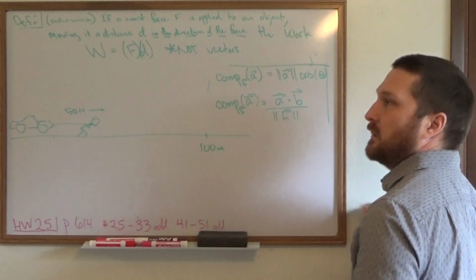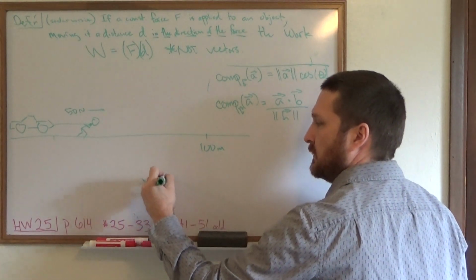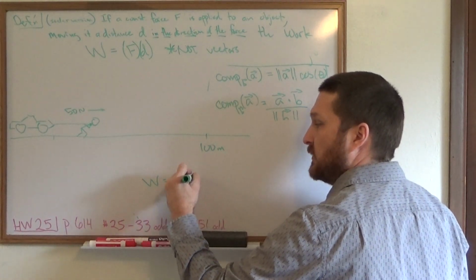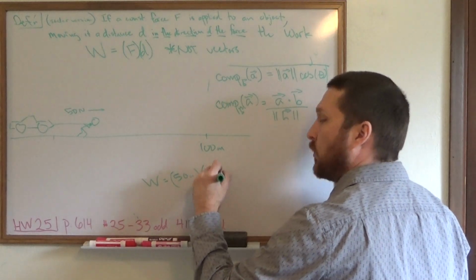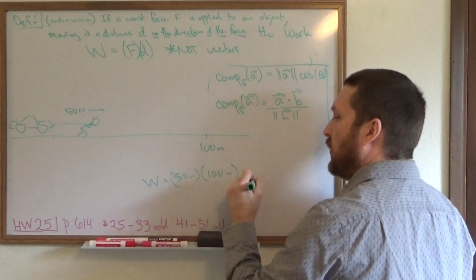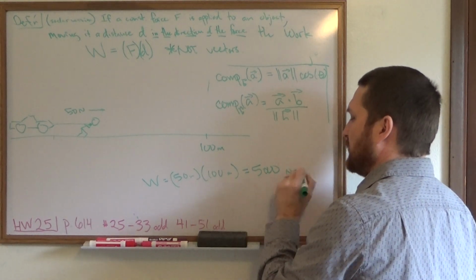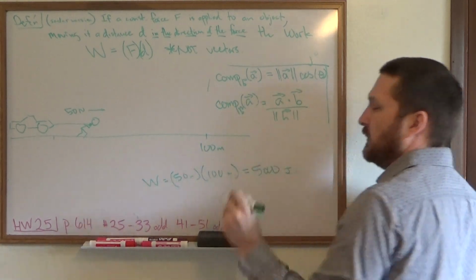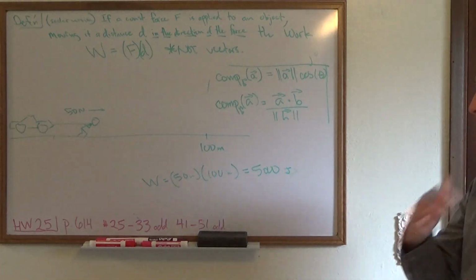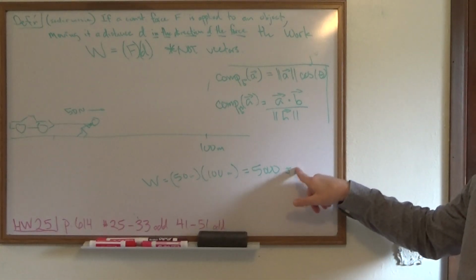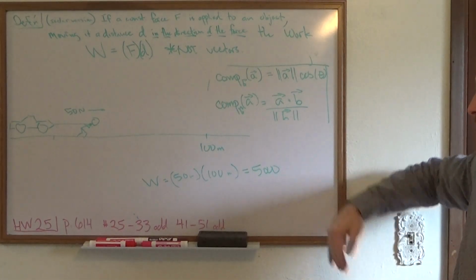How much work have I just done? 50 newtons times 100 meters would be 5,000 Newton meters, which is 5,000 joules of work. Okay? Your book is not concerned about units with any of this. It's just going to say 5,000.